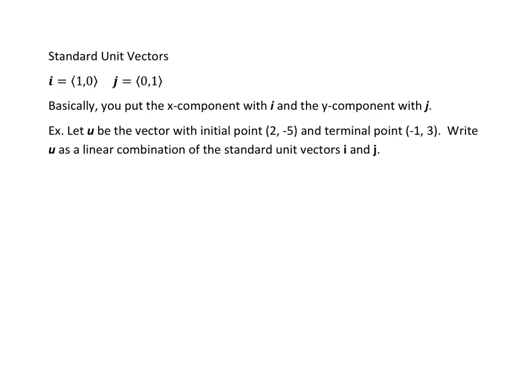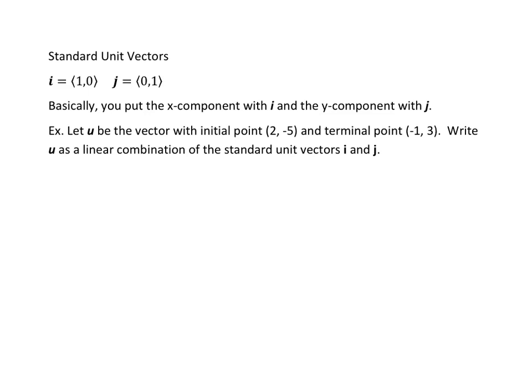Okay, now we're going to talk about components i and j. i is basically your x goes with your x direction, j goes with your y direction, your x component with i, your y component with j. Let u be the vector with initial point 2, -5 and terminal point -1, 3. Write u as a linear combination of the standard unit vectors i and j.